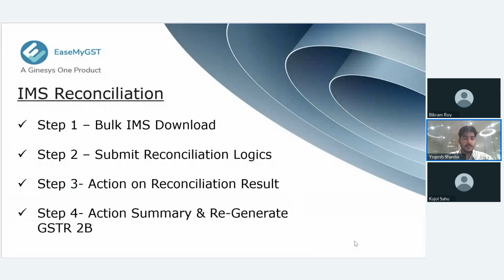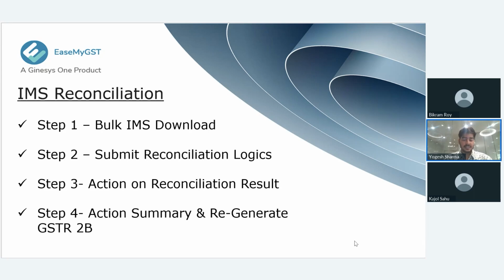So today I'm providing you the IMS reconciliation working from EaseMyGST. Here are a few steps in which we are dividing our reconciliation so that you will get your IMS reconciliation result in a few minutes. The first step of IMS reconciliation is bulk IMS download. In this step, we are fetching all the invoices existing in your IMS from the government portal to EaseMyGST. Now in the second step, submit reconciliation logics. We are providing a few logics by which we do the reconciliation of IMS through EaseMyGST, by which you will get your result and get your IMS bifurcated in several steps.